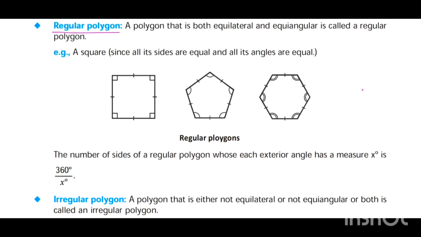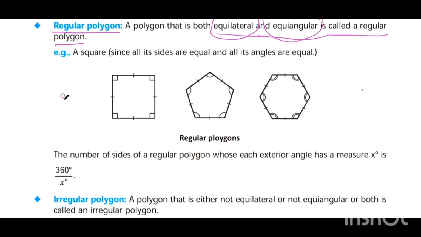What is a regular polygon? Regular polygons mean a symmetrical figure. In big words, regular polygons are the polygons having symmetry. Now, when I say it more deeply, a polygon that is equilateral and equiangular is called a regular polygon. Equilateral and equiangular, these two are very important points for a regular polygon.